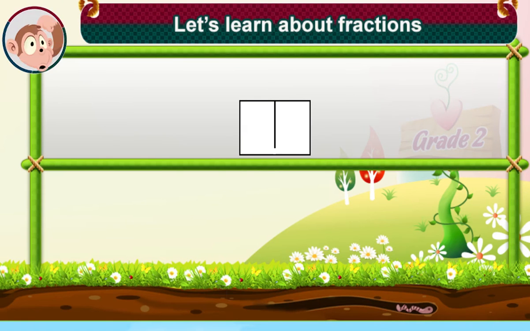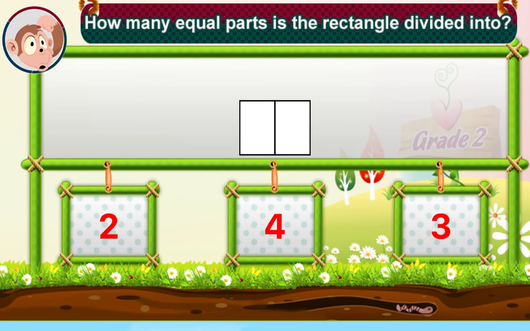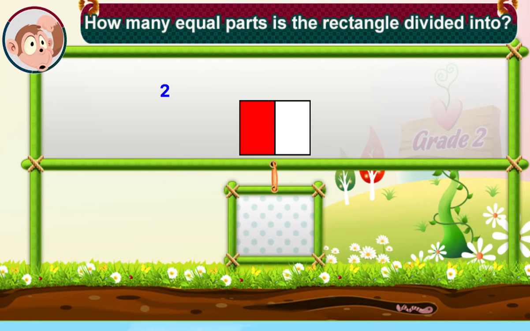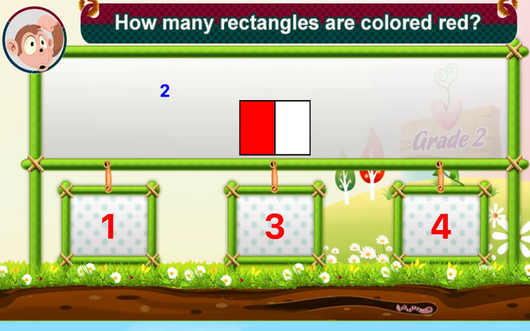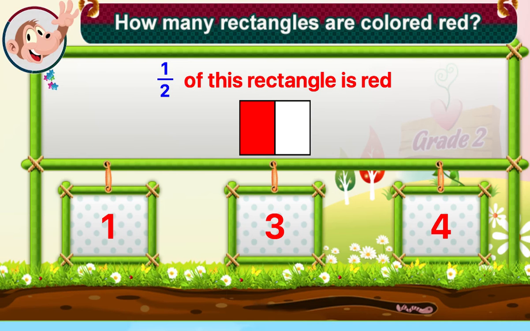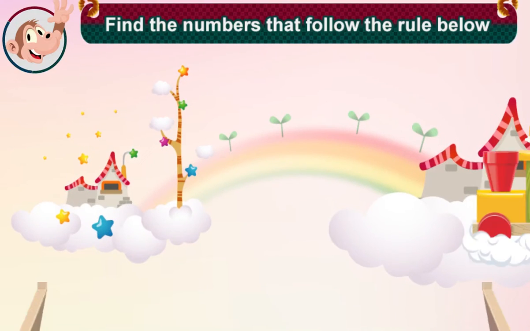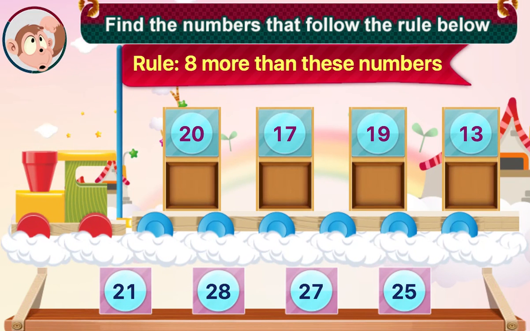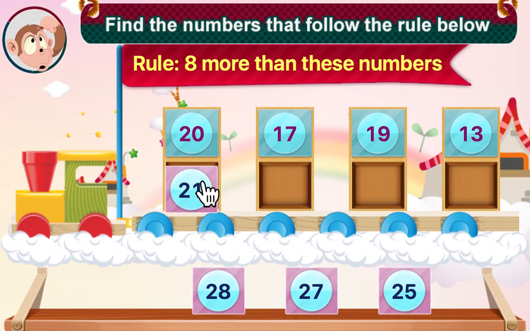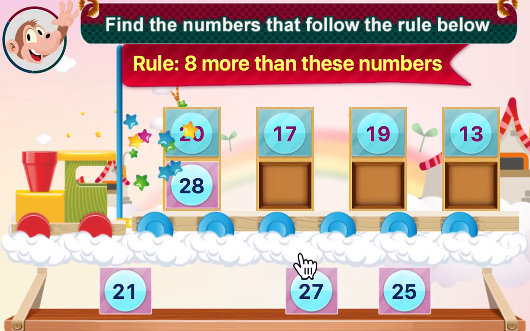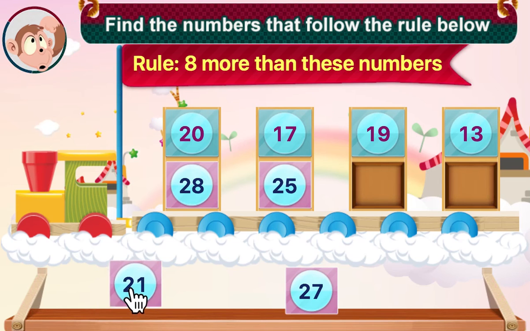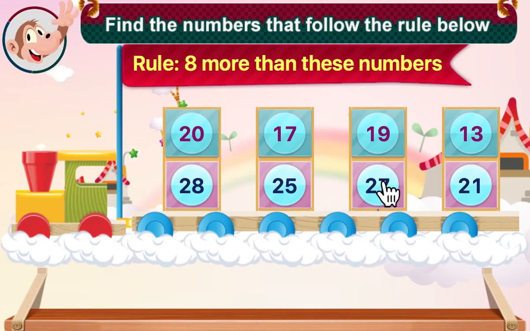Let's learn about fractions. How many equal parts is the rectangle divided into? 2. How many rectangles are colored red? 1. Find the numbers that follow the rule below. Twenty-one, twenty-eight, twenty-five, twenty-one, twenty-seven.